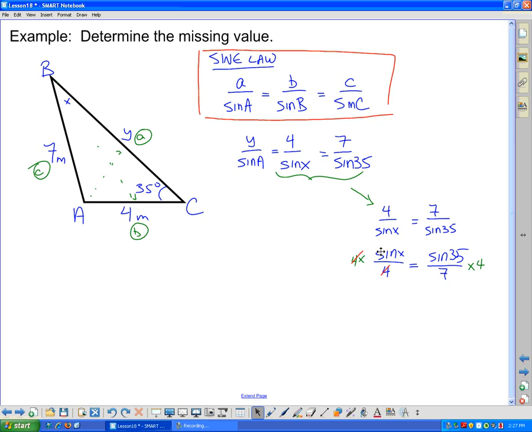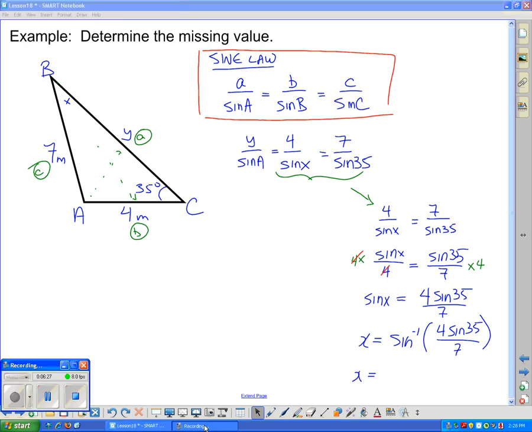Those will cancel out. So I'm left with sine x equals 4 times sine 35 over 7. I'm going to calculate that value, but I'm just going to write it like this because I don't want to write out the decimal. You're going to have the decimal on your calculator. So using your calculator, you get a value of 19.1. And it's an angle, so it's in degrees. So you now know what the value of x is. All right, so there's your x value.